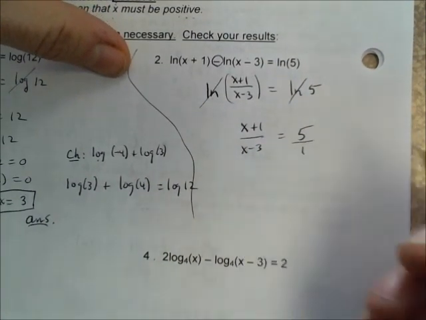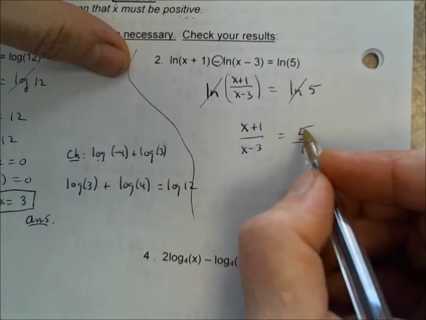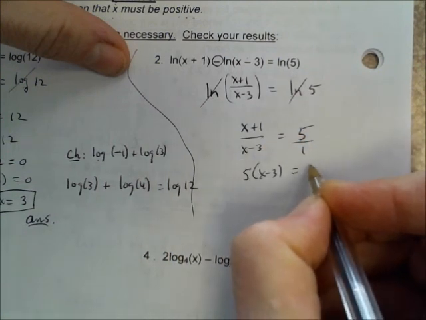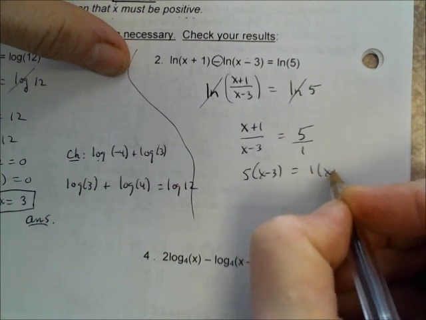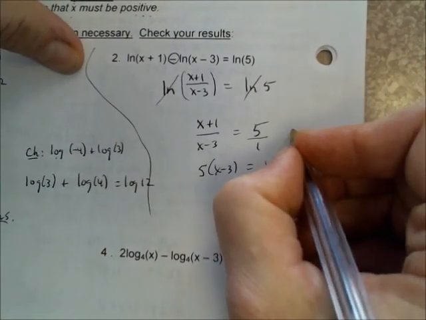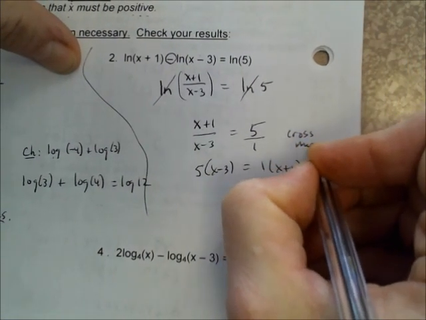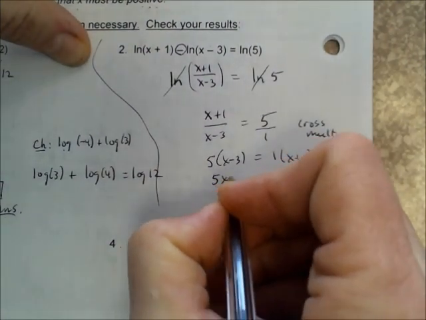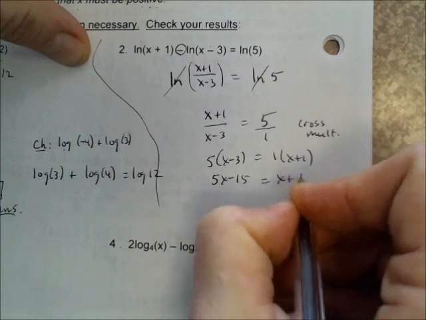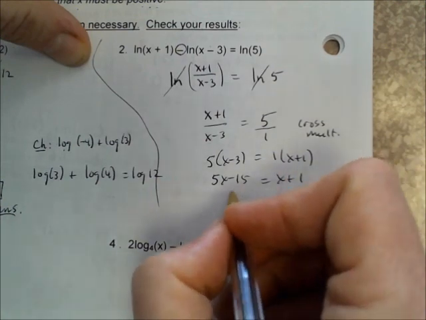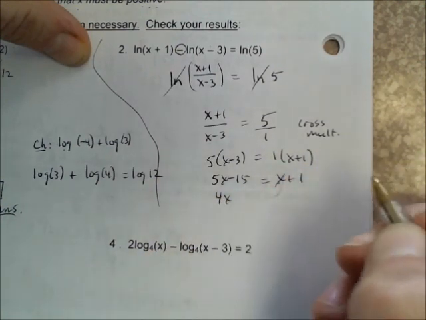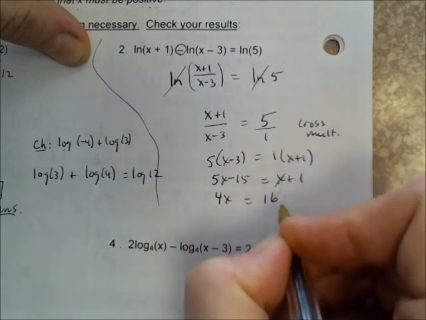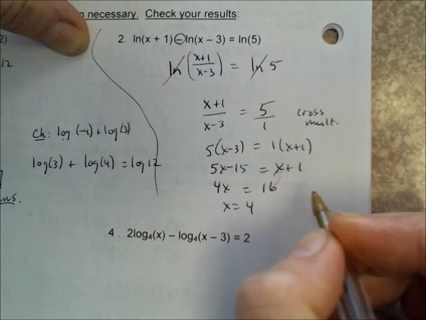Well, this 5 goes over 1, and you're going to cross multiply. 5 times x minus 3 is equal to 1 times x plus 1. Which says 5x minus 15 equals x plus 1. Subtract x from both sides and you get 4x. Add 15 to both sides and get 1 plus 15 is 16, so x is equal to 4.